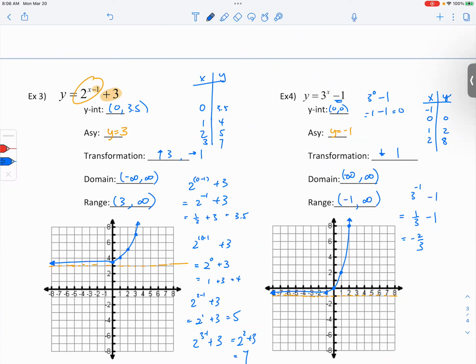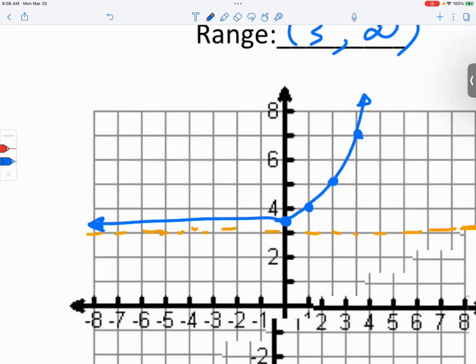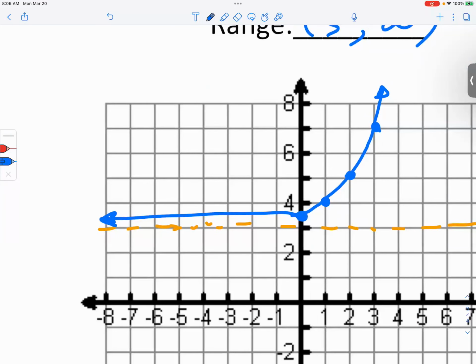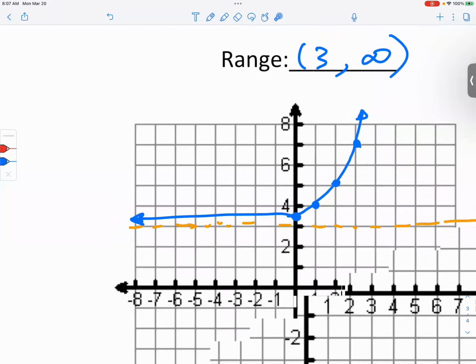graph. How come the range is 3 and not 3.5? Well, if you look at it, okay, 3.5, it's right here. Right, this is 3.5. As it goes to the left, it gets closer to the horizontal asymptote. So the range is anything from 3 all the way to infinity. This would be a growth. This would be a growth, correct.